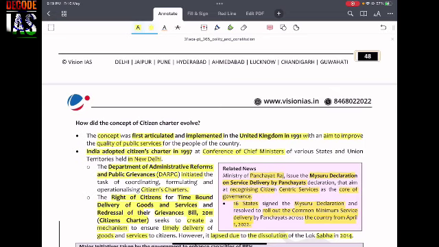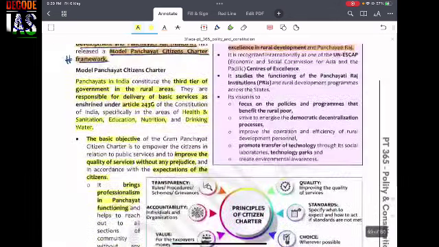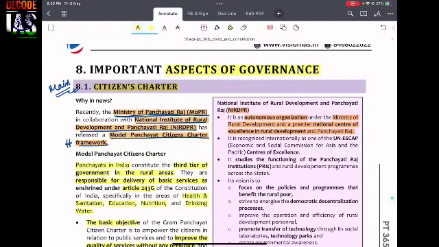So this kind of straightforward questions can also appear in your paper. When it comes to prelims, you must be in a position to link the question with the correct answer. The answer will be in front of you. You just have to link them. So if there is a Mysuru Declaration, it has to be related to rural service delivery, rural governance. And 16 states have already signed it, and it is in practice since 1st April 2022. All right. This is all about the Citizens Charter at the Gram Panchayat level.